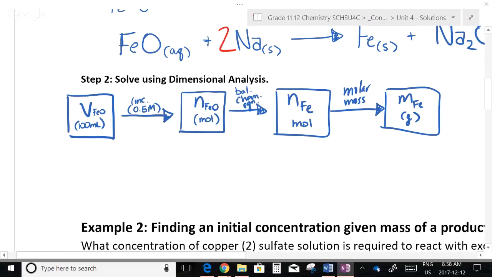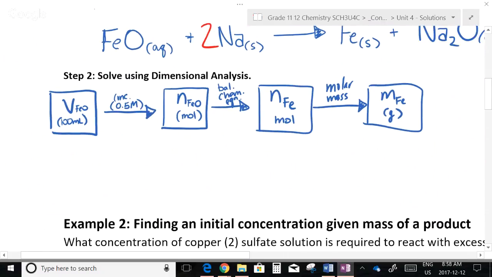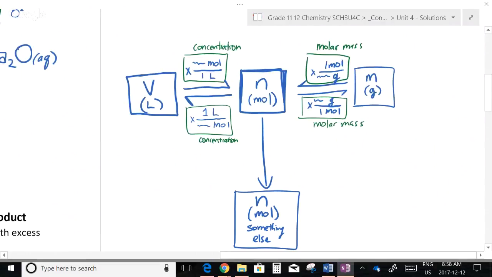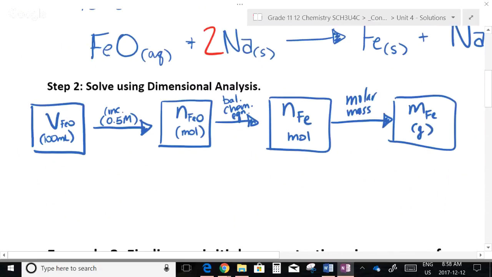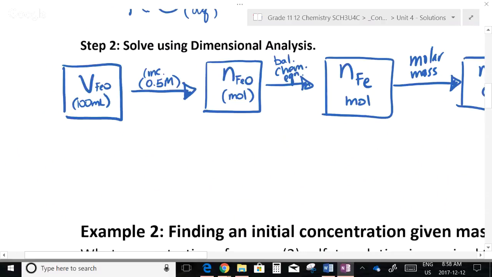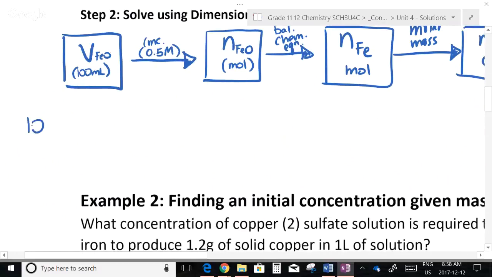And again, there's a lot of different ways to start a question like this. But to me, if you look at this graph, I always think, what can I go from? I can go from volume to number of moles to mass. Or volume to number of moles to number of moles of something else to mass. Does that make sense? So the question here is, what should I start with? Should I start with 0.5 molar or should I start with 100 milliliters as my given? Well, to me, I always start with the volume as a given. It's not the only way to do it, but it's how I do it. So with that in mind, what is our volume? 100 milliliters.